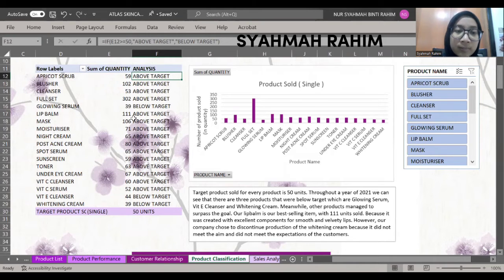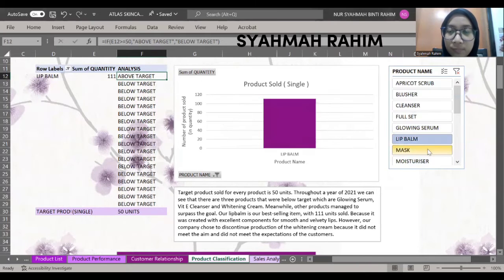And the other products managed to surpass the goal, and our lip balm is our best-selling item with 111 units sold, because it was created with excellent components and smooth and velvety lips. However, our company chose to discontinue production of whitening cream because it did not meet the aim and did not meet the expectation of the customer. So here is the slicer, to look into the product more specifically.